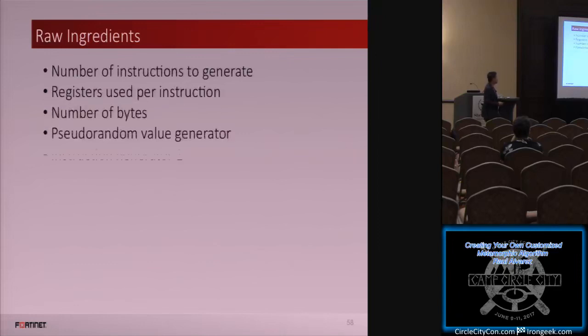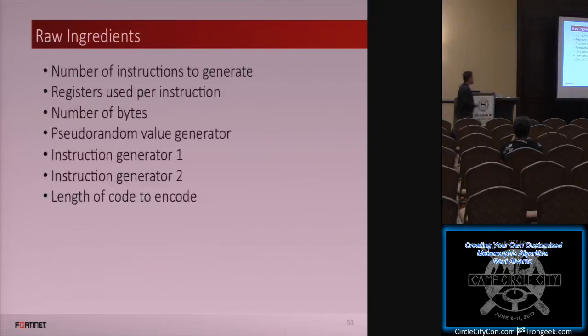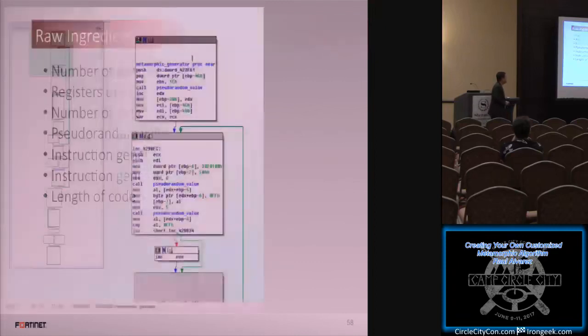Okay, let's look at the metamorphic engine for Beard Lock. It uses a different number of instructions. Registers used per instruction: it changes EAX, EBX, and so on and so forth. And then it has its own instruction generator, generator 2, then the length of code to encode.